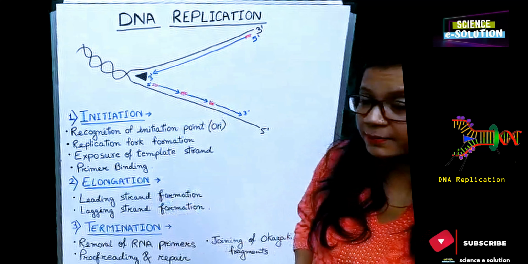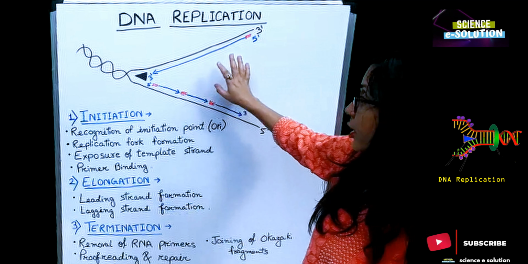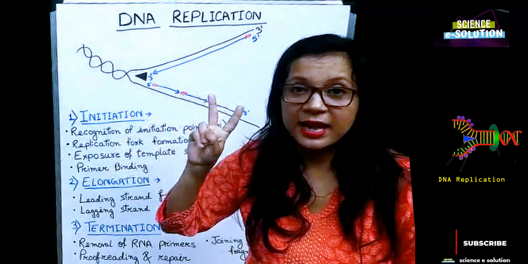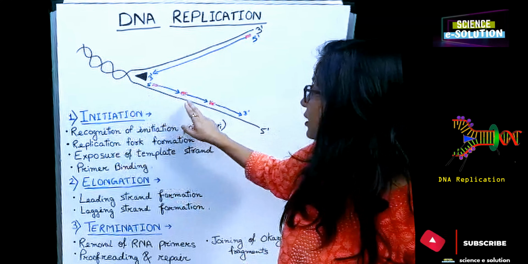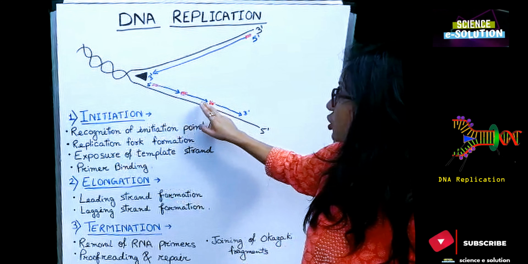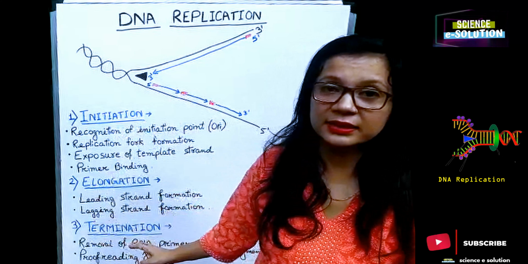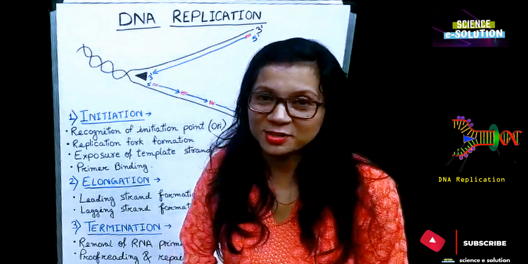And the last step of DNA replication is joining of the Okazaki fragments. When the DNA is cross-checked and everything is okay, lastly the DNA in the lagging strand, which is synthesized in the form of fragments, is joined with the help of the enzyme DNA ligase. So these are the important steps of DNA replication. Hope you all have understood this.